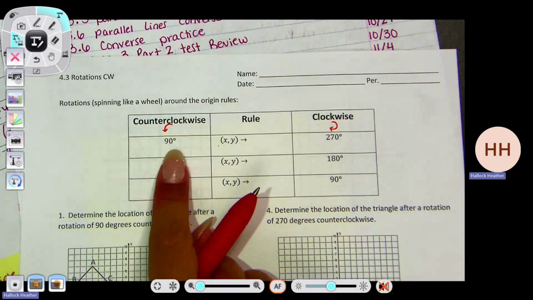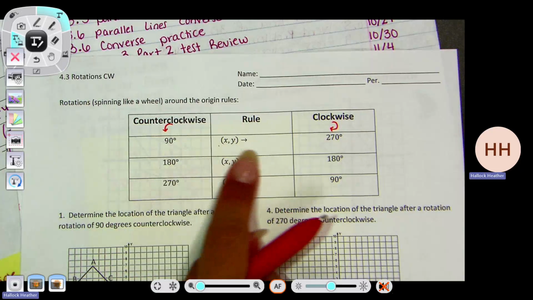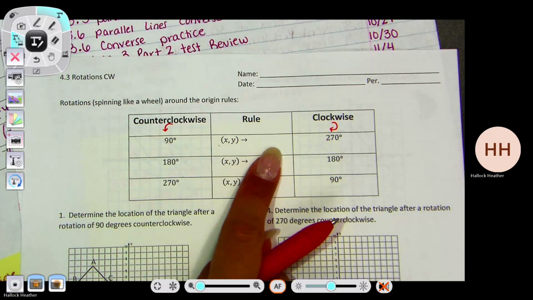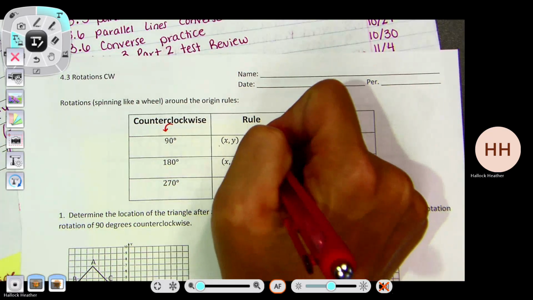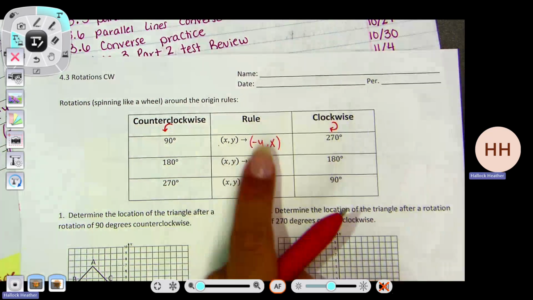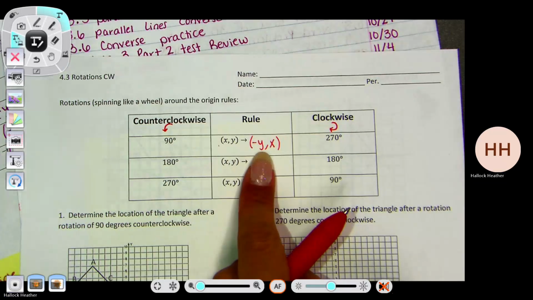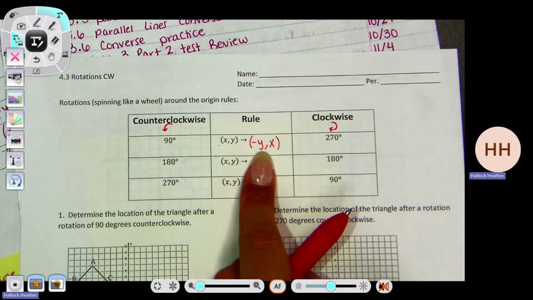So for 90 degrees counterclockwise, what is the rule? Negative y, positive x. If you don't remember that, it's on the board. You should look at that. You need to remember it by the EOC. This will 100% be on there.